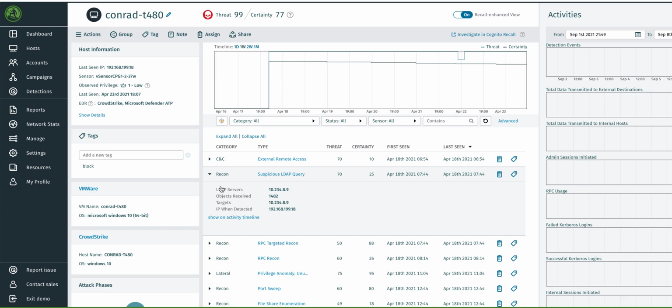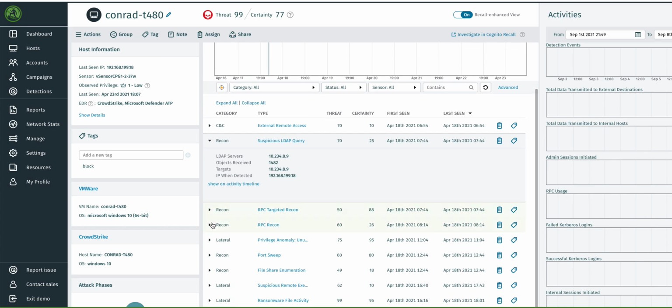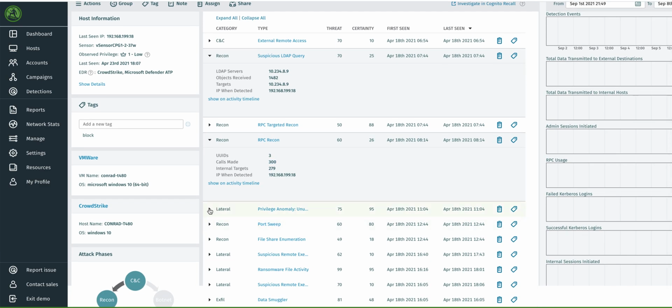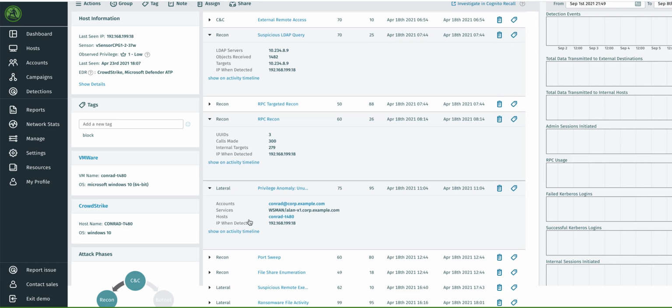Now here, the attacker is using LDAP and RPC calls to map the network, and the attacker is searching for domain admin credentials to distribute the ransomware on critical assets, in this case, a domain controller. With this knowledge, the attacker uses RPC calls to call out to 300 different machines and move laterally. The attacker's recon leads them to find that there are domain admin credentials on this host.